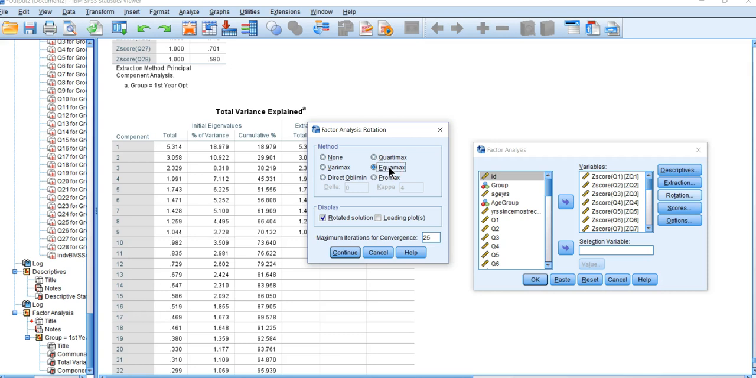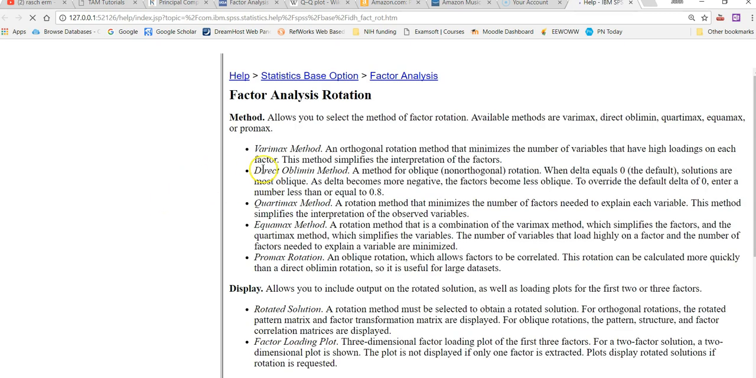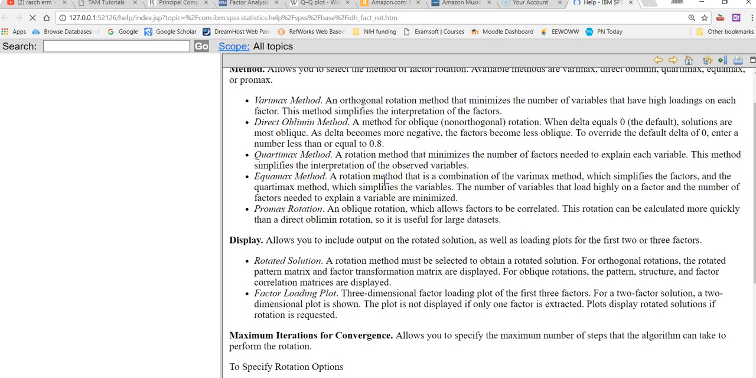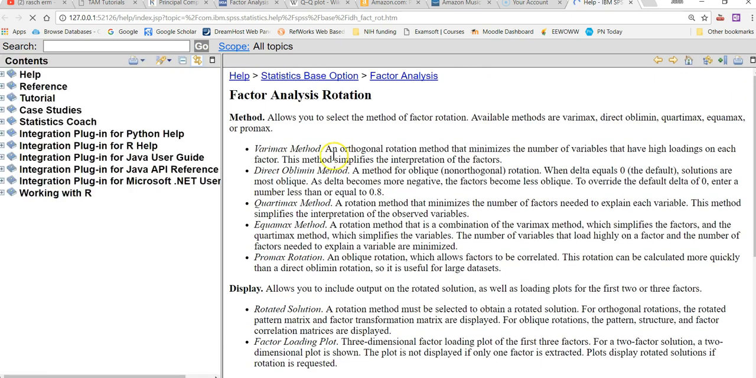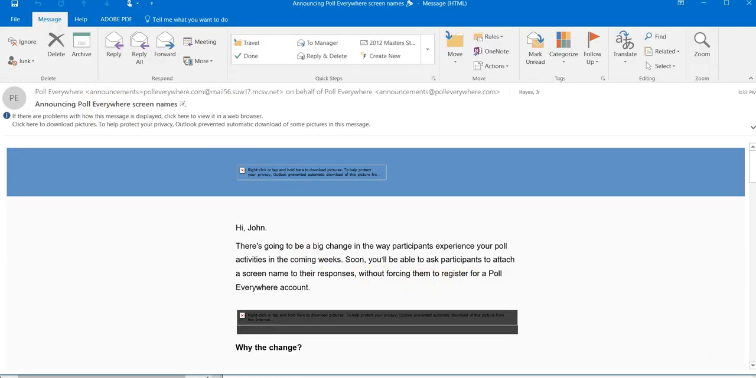rotation. If we hit F1, I think we'll get some help. Maybe not. That's too bad. Oh, there it is. Okay. Varimax rotation. This is a little help screen that lets you know what kind of rotations there are. These are all the choices. It's sort of like the choices of covariance matrices.